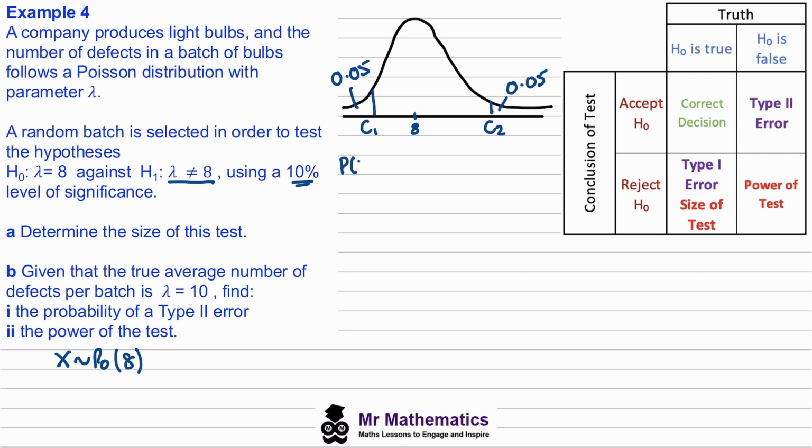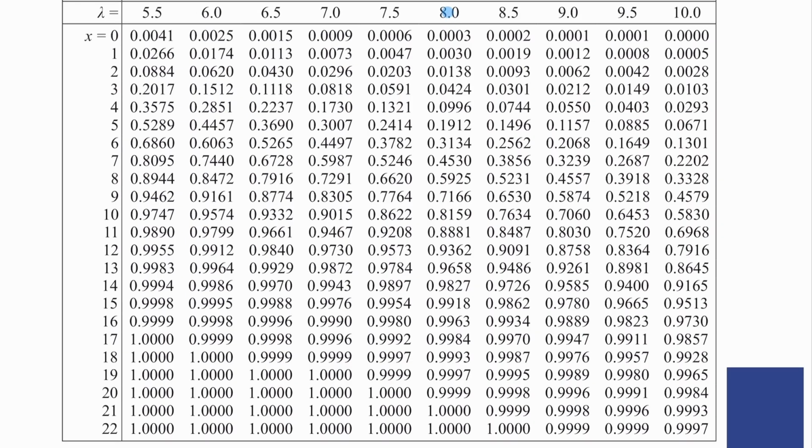And then the area of each critical region, so x being less than or equal to C1, and x being greater than or equal to C2, must both be less than that 5%. And we can work out these critical values from the tables. If we begin with C1, we'll go from 8, and we want the first one to go above the 5%, which is this one, when x is 4. So our critical region will be when x is less than or equal to 3.